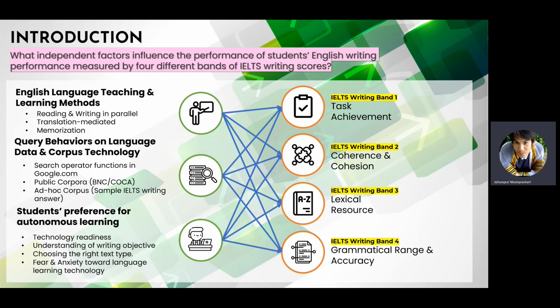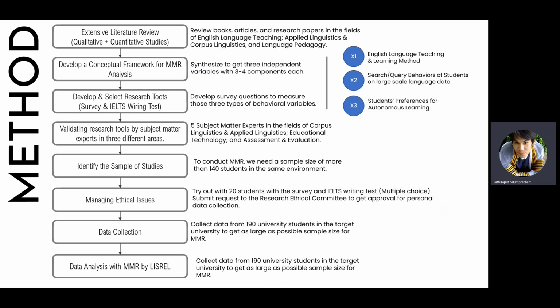We measure the writing performance of the student based on the IELTS band. Band number 1 is task achievement. Band number 2 is coherence and cohesion. Band number 3 is lexical resource. And band number 4 is grammatical range and accuracy. Okay, then this is the method that we use.